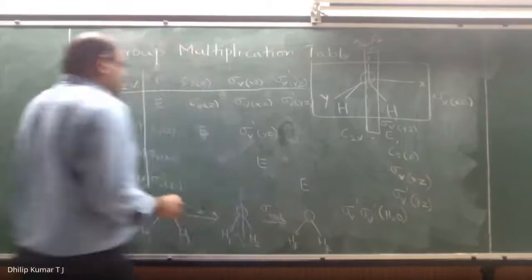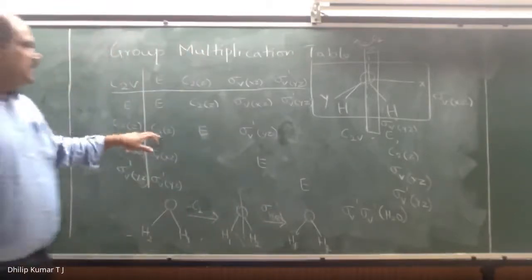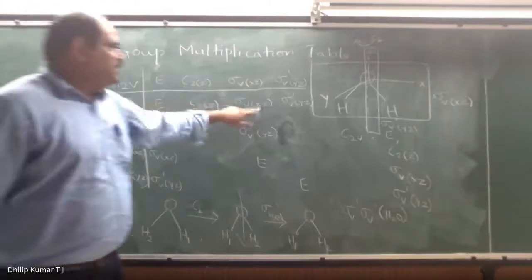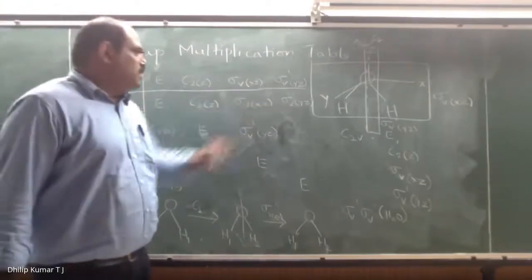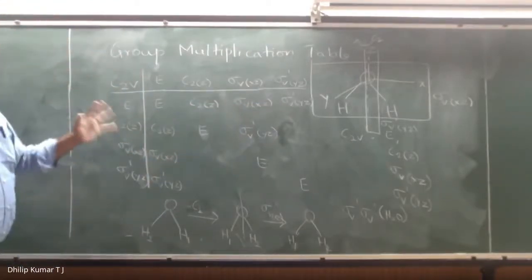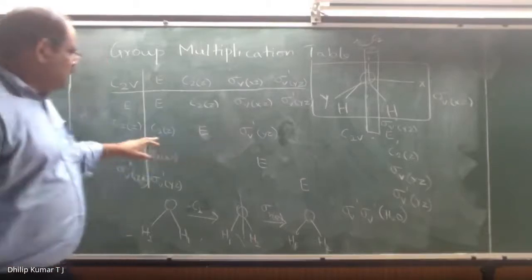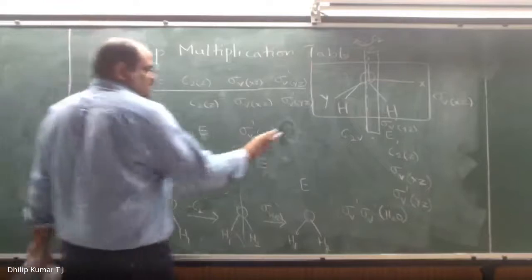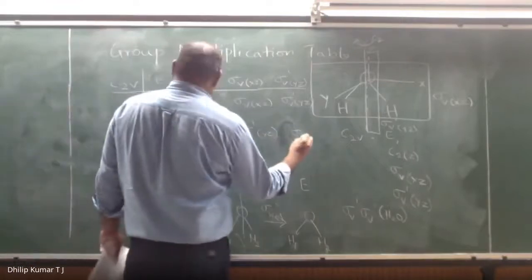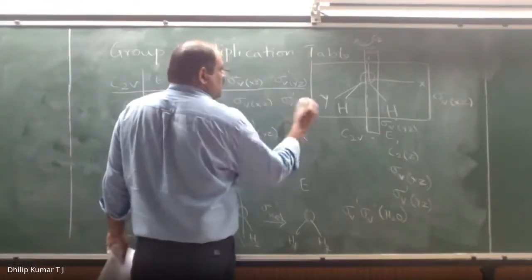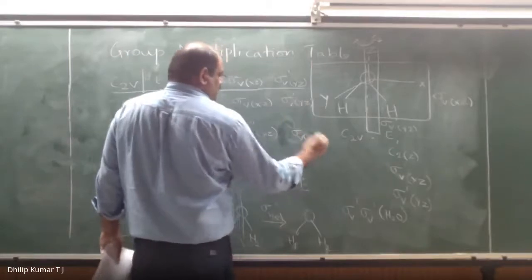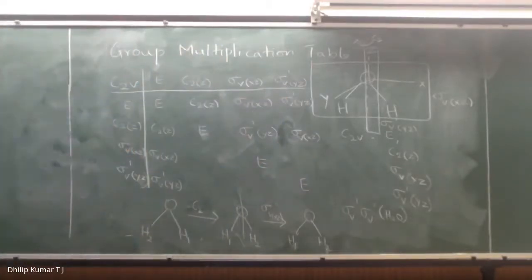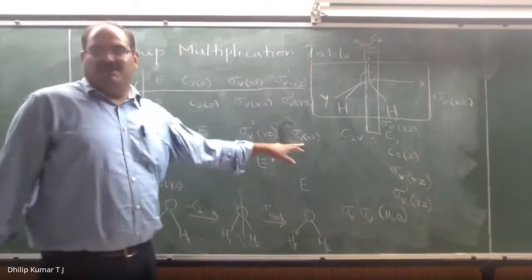Sigma V prime. Now in this row, if you see, all the symmetry elements are different: E, C2, sigma V, sigma V prime. So it should be unique. Each row should be unique. So here C2, E, sigma V prime are there, so the last entry has to be sigma V. You can work it out. Just check whether multiplying sigma V prime and C2 results in the sigma V symmetry element.